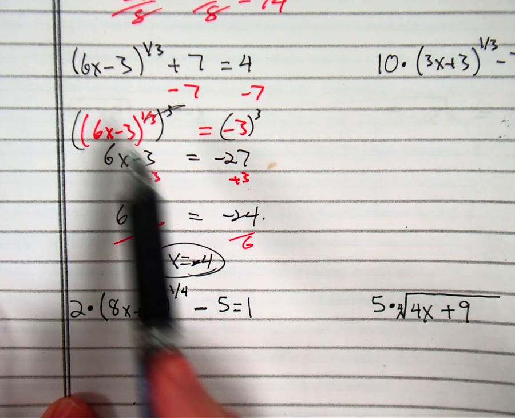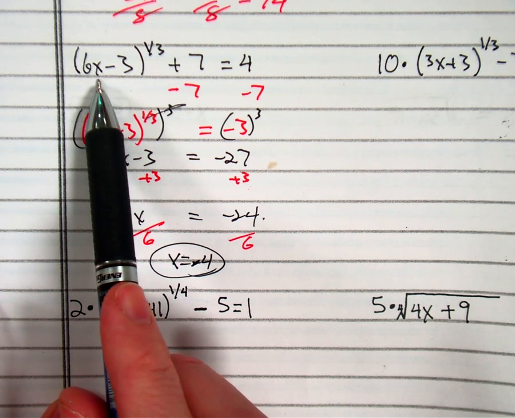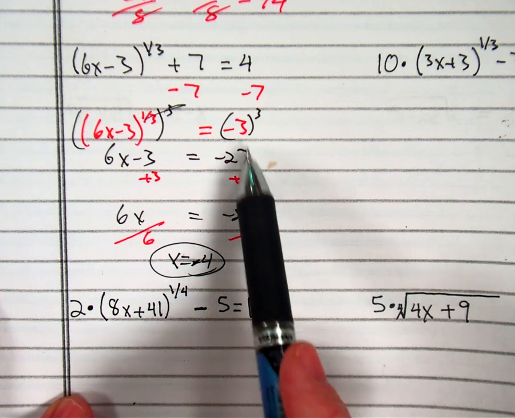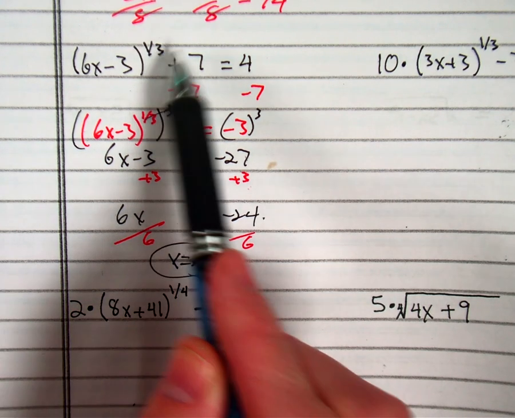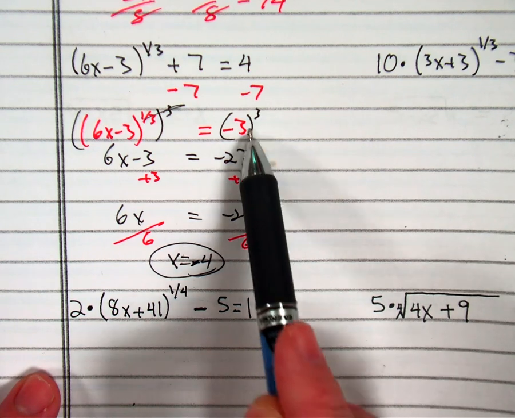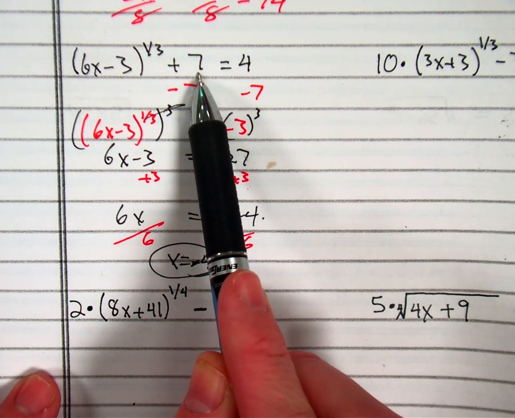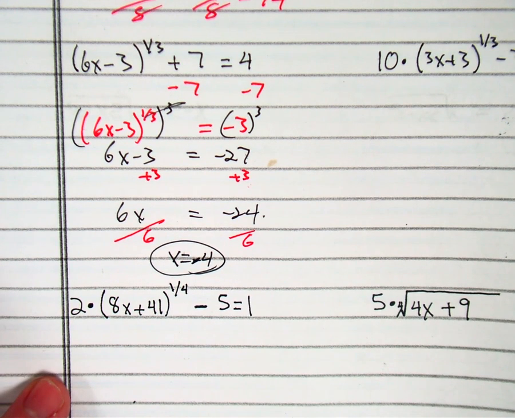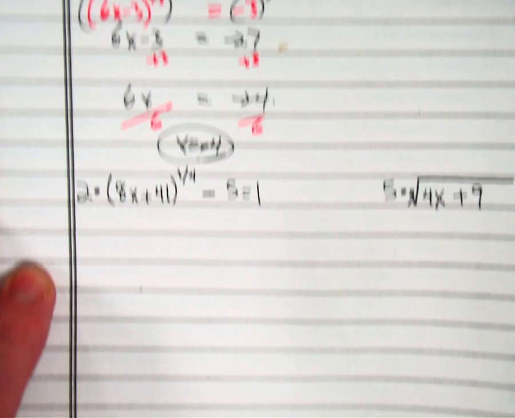Double check it. 6 times negative 4 is negative 24. Minus 3 more, we got negative 27. 1/3 power or cube root of negative 27. Hopefully we can reverse this over here and get that it's negative 3. Plus 7 equals 4. All right. So we had a cube root with a fraction, a cube root with a whole number, or an integer number.